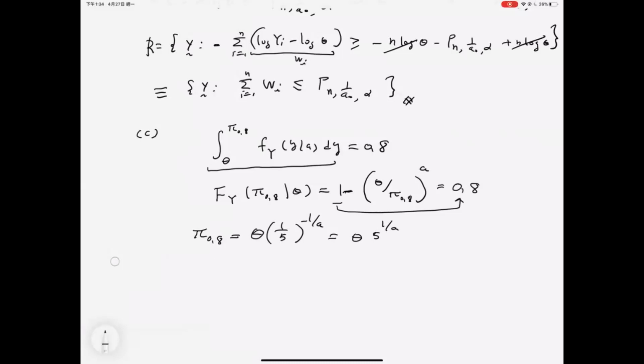Then how do I get the MLE of pi 0.8? Easy, right? In this question theta is given, a known quantity, a constant, so don't do anything, but 5 to the power 1 over a hat right here. This is the MLE for pi 0.8, based on the invariance property of the MLE. Okay, so I really want to write this.